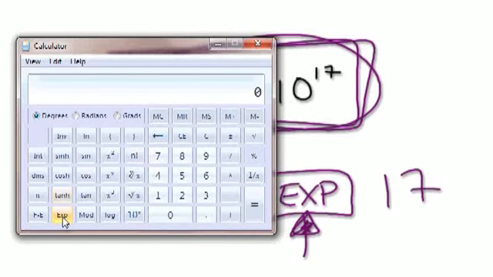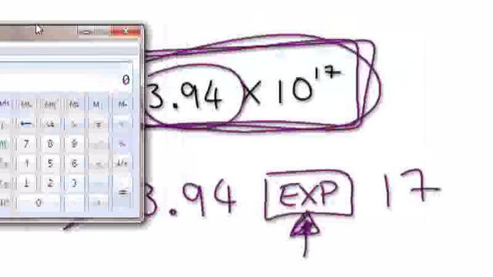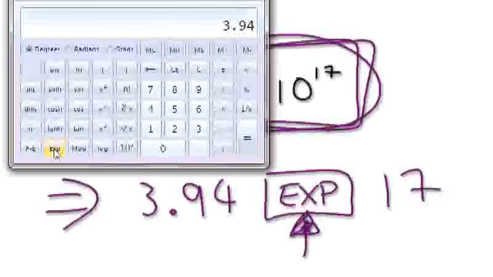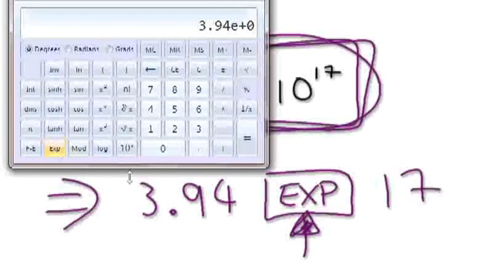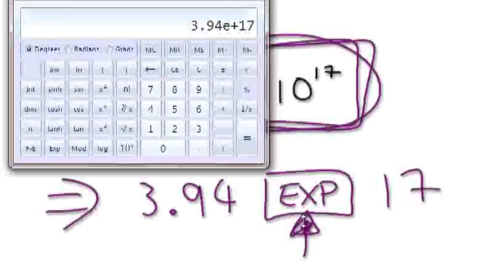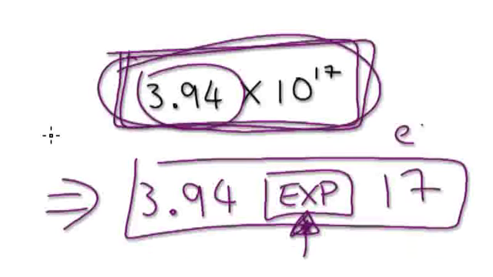On my calculator here, EXP is right here. So to do this number here, hang on, this calculator is a bit big. To do this number here, I would punch in 3.94 and then EXP, this button here, and then 17. So this is my number here. You sometimes see the E, but anyway, every calculator is different, so it's pointless me explaining this. If you get stuck on this bit, ask an adult.